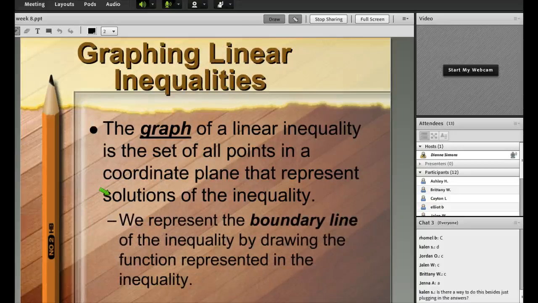So when you graph a linear inequality, the graph is all the points in the coordinate plane that represent the solution. And we represent the boundary line of the inequality by drawing the function representing the inequality. Bunch of words, and all that means is what you're going to do is graph the line, and once you graph the line, you're going to shade either above or below.